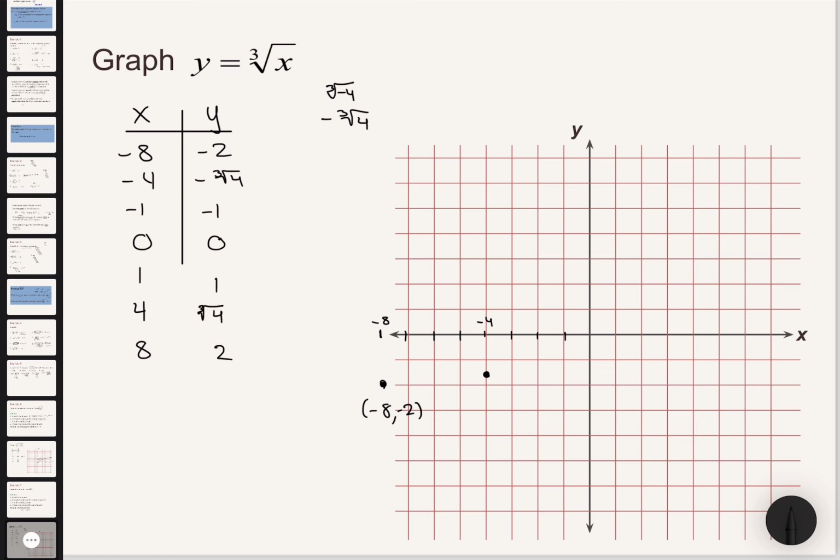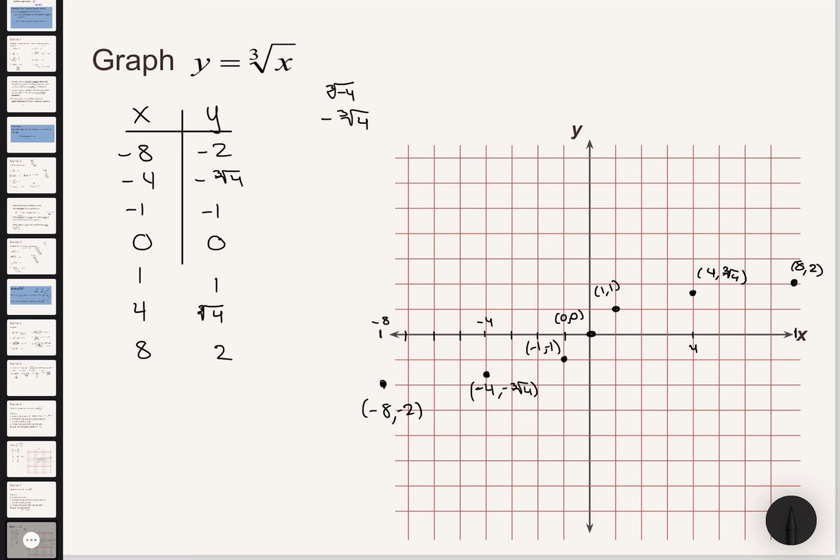So let's go ahead and plot the rest of those points. So -1, -1 is this point right here. -1, -1, 0, 0 is right here. 1, 1, 4, somewhere between. And then 8 is all the way off here, and 2. So 8, 2, 4, cube root of 4. And then over here we had -4, negative cube root of 4.